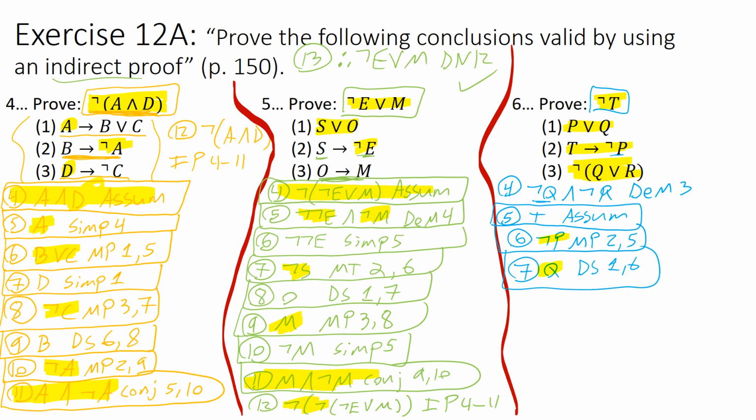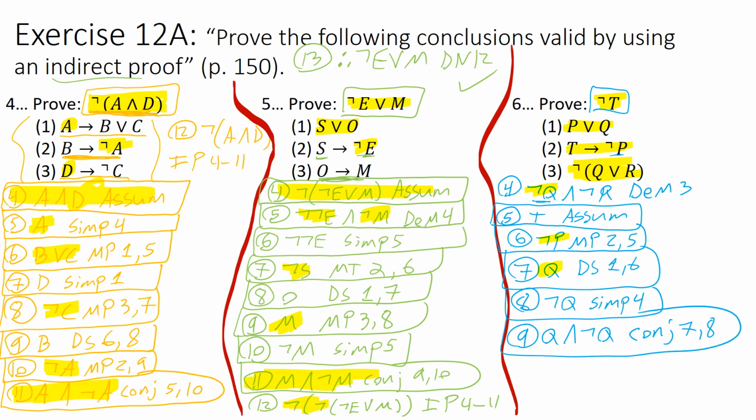But here we have a Q, and line 4 we have this not Q. So for 8, let's get not Q by the simplification of 4. And then let's combine 9, Q and not Q, conjunction, 7 and 8. So we have ended up at a contradiction, Q and not Q, based on this assumption. That assumption must be false. So outside of quarantine, 10, therefore not T by our indirect proof, lines 5 through 9.